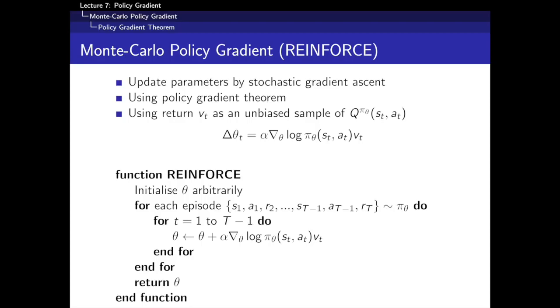It's a very simple algorithm. So this is the most straightforward approach to policy gradient. You just sample returns and you adjust your policy in the direction that gets you more of those returns.